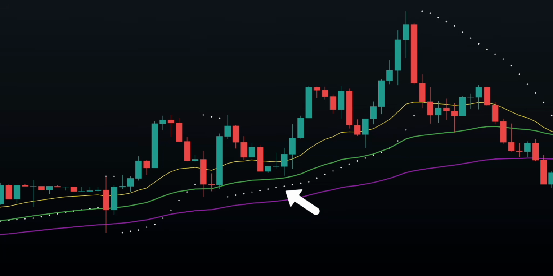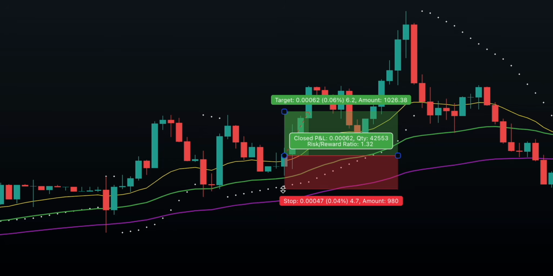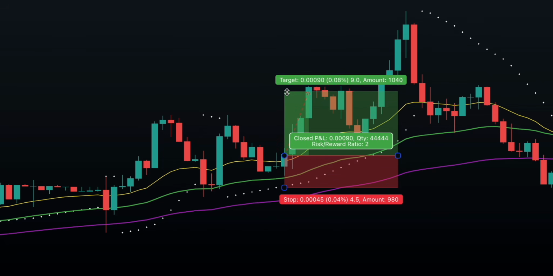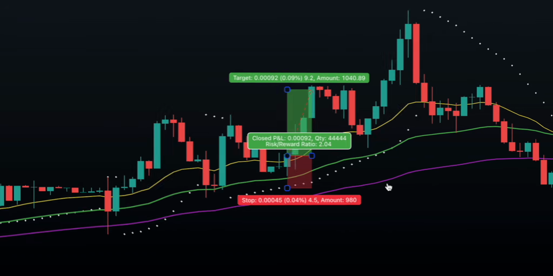If these conditions are met, a buy order should be placed the moment the candlestick closes above the yellow moving average. Stop loss is placed at the white dots. Target minimum 2 times the risk with an adjustment of the stop loss to the break-even level as soon as the price reaches 1-to-1 risk reward.